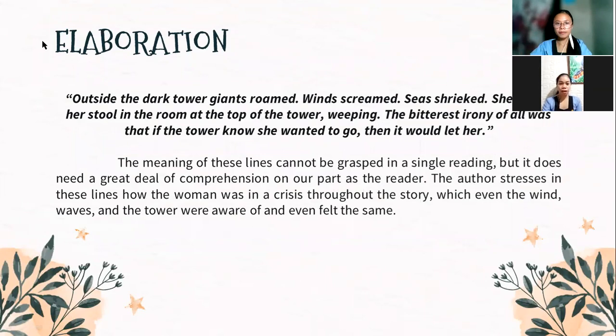The second one is, outside in the dark tower's giant room, wind screamed, sea shrieked, she sat on her stool in the room at the top of the tower, weeping. The bitterest irony of all was that if the tower had known she wanted to go, then it would have let her. The meaning of these lines cannot be grasped in a single reading, but it needs a great deal of comprehension on our part as readers. The author stresses in these lines how the woman was in a crisis throughout the story, which even the wind, waves, and tower were aware of and even felt the same.